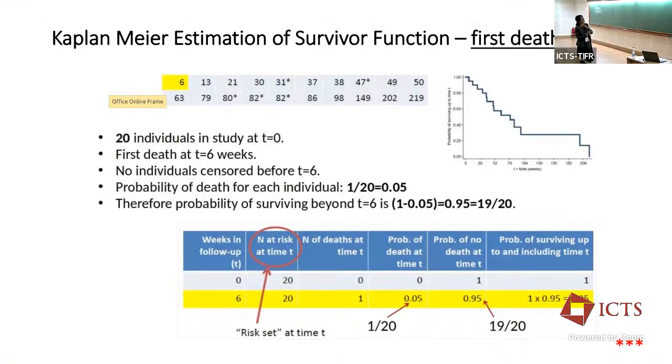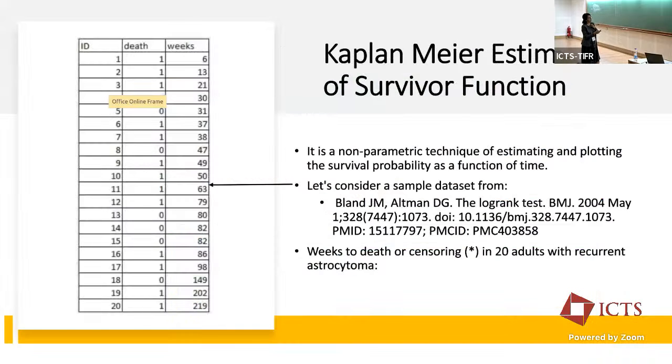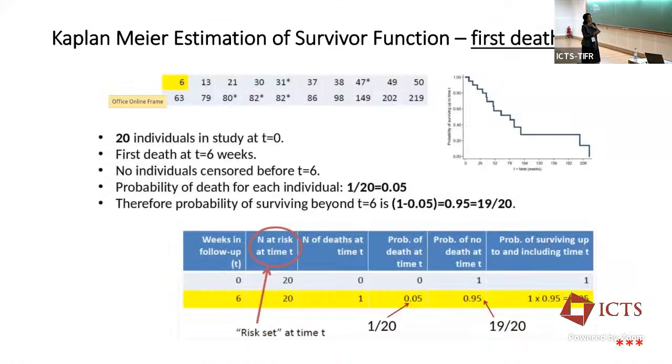So how do we actually come to that survivor function? We're measuring at different times: 6 weeks, 13 weeks, 21 weeks, 30 weeks. At 31 weeks, that's the point where you have this censoring. All these zeros with an asterisk mean you don't know, the patient must have left. So in that table you have the censoring.